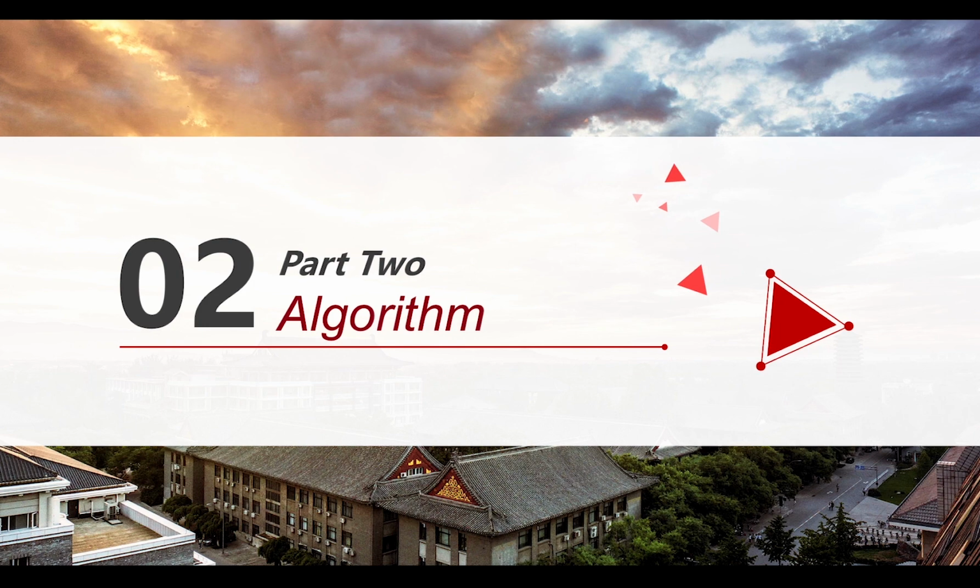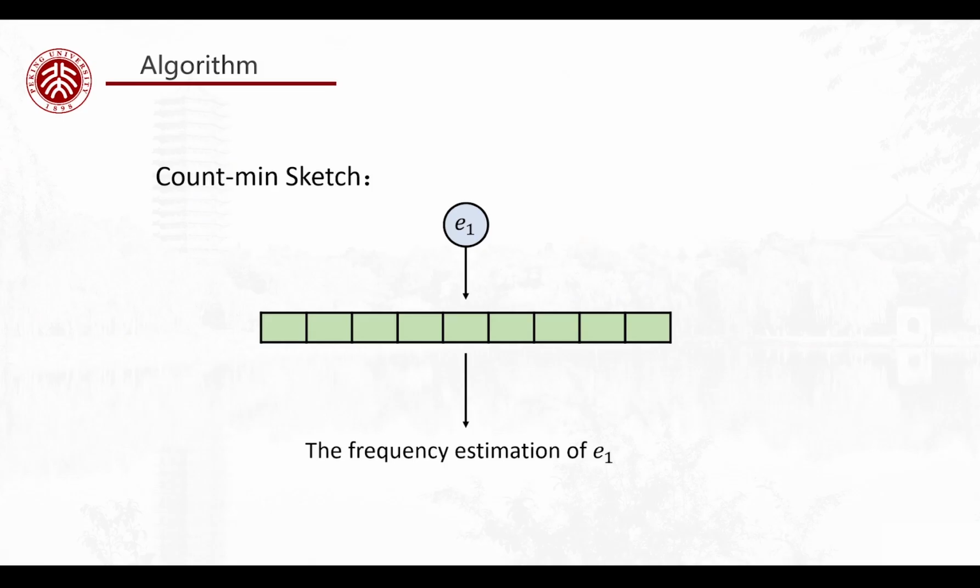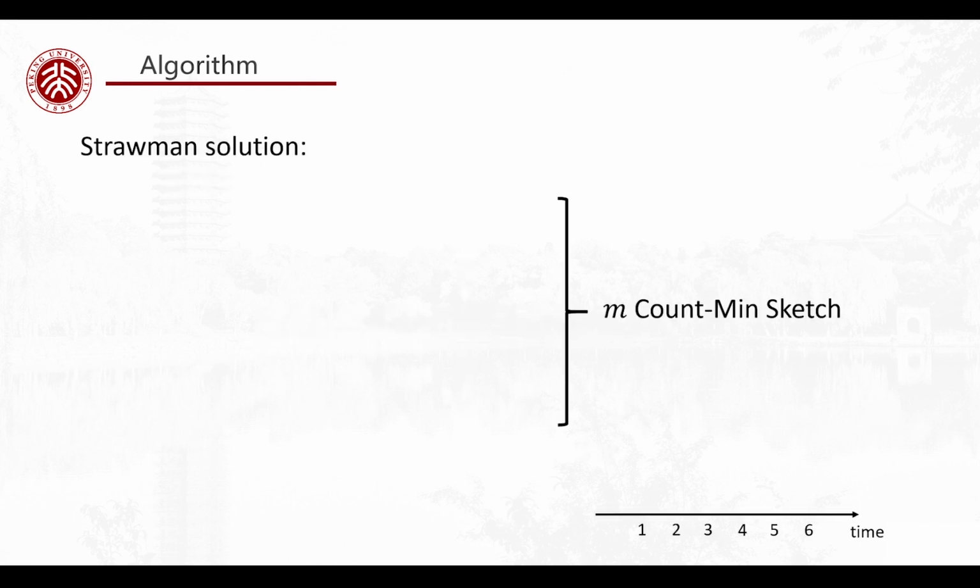The second part is the algorithm. First, we introduce the most classic sketch algorithm, count-min sketch, aka CM sketch. We use O(1) time to insert every item in the data stream. When we query it, the count-min sketch can report an arbitrary item's frequency.